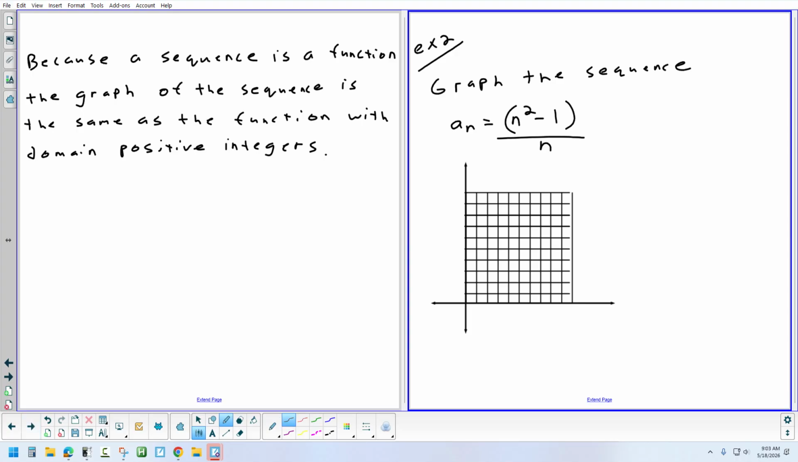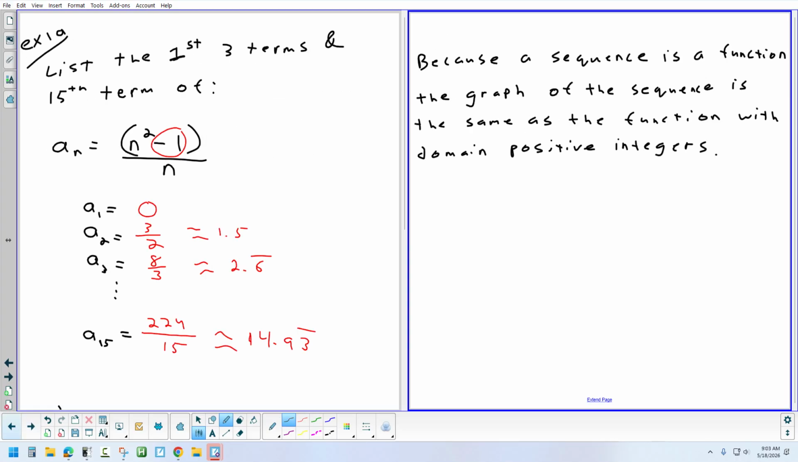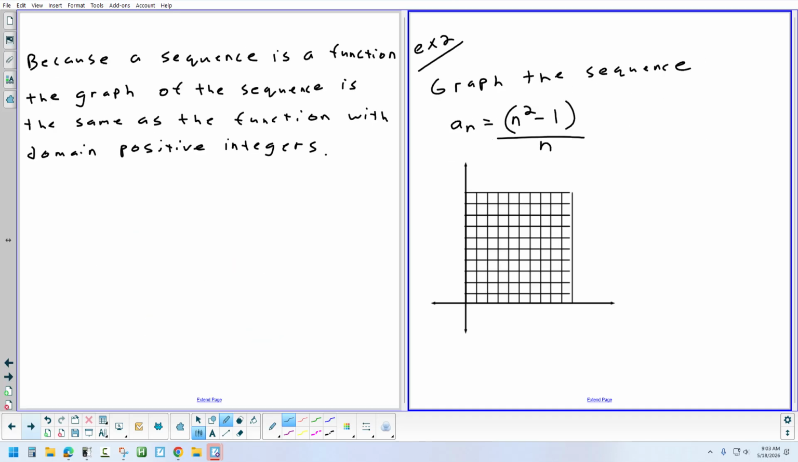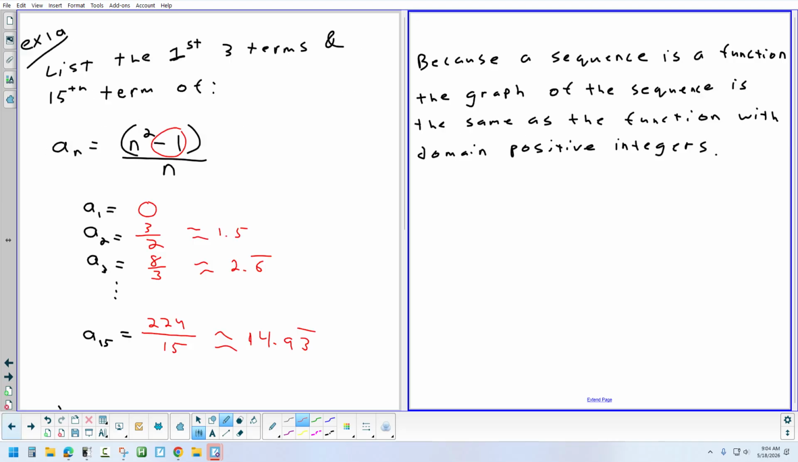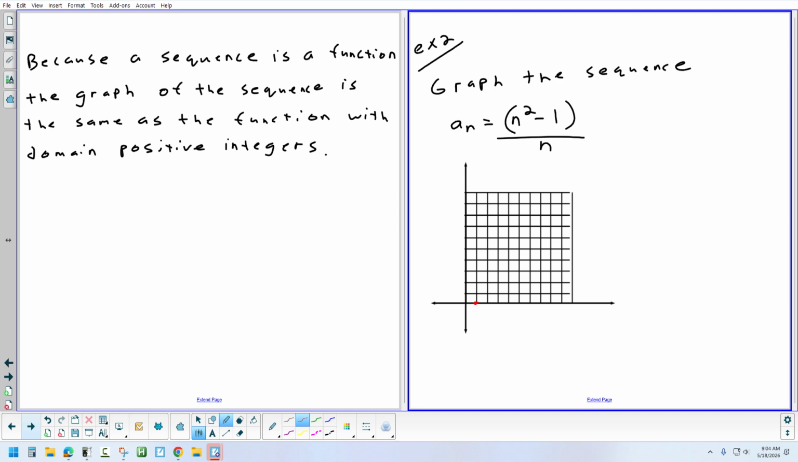And I think I remember the decimals. This is the n squared minus 1 over n. It's the one we did right here. So the first term, we got 0. Second term, I think it came out to, was it 1.5? Yep, so 1.5. And we can't connect those two dots because there's nothing between the first term and the second term. Right? So those dots just represent the number in the sequence.